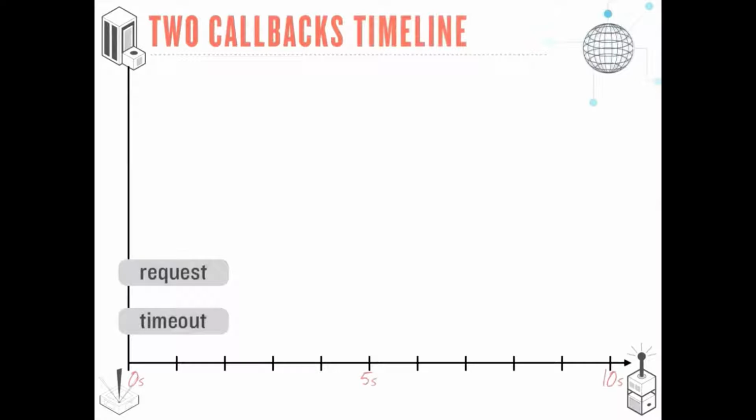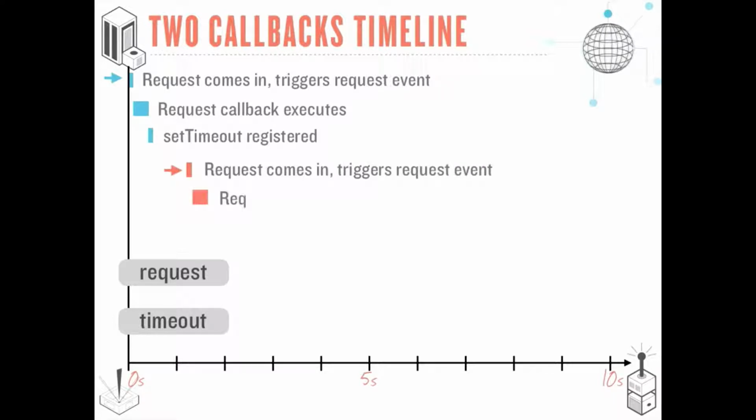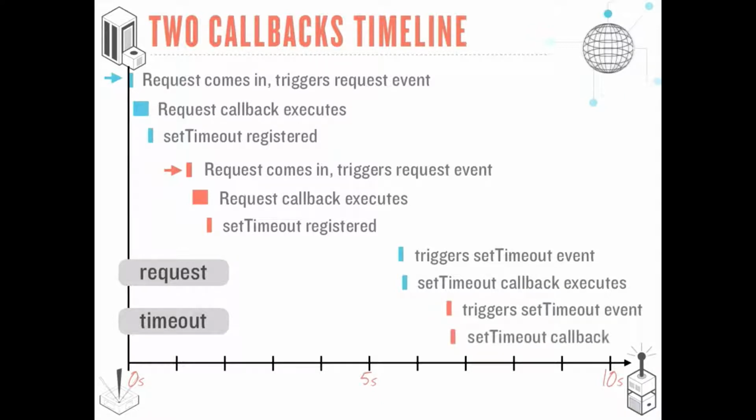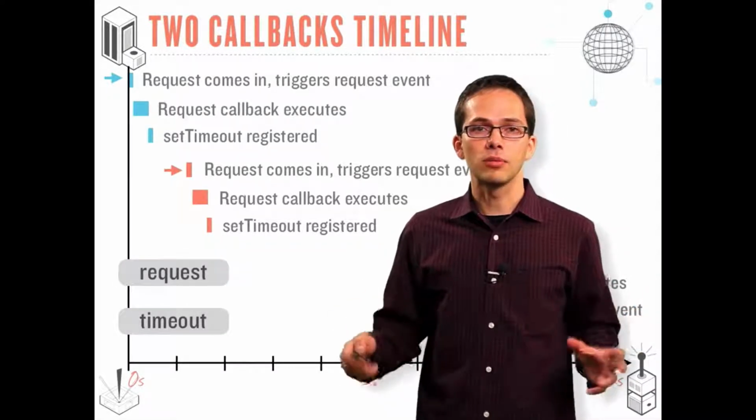We're going to send in 2 requests to our Hello World server with a timeout and see what happens. So the first request comes in, triggers that request event, the request callback executes, that set timeout registers, and it's going to wait 5 seconds. Meanwhile, another request comes in, triggers that request event again, the callback executes, the set timeout registers, and now this has to wait 5 seconds. Then when our first timeout is done, it's going to trigger that set timeout event, it will trigger the set timeout callback, and return that response. Then our second request is going to trigger the event, and the callback, and so on and so forth. So as you can see, 2 requests can happen at the same time, and nothing is blocked.